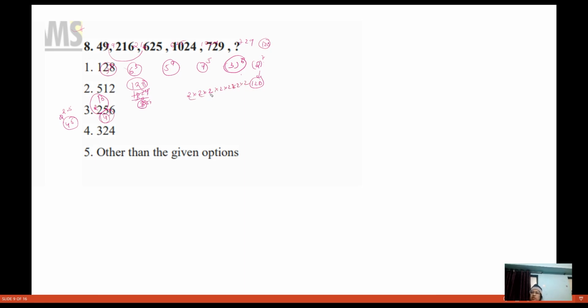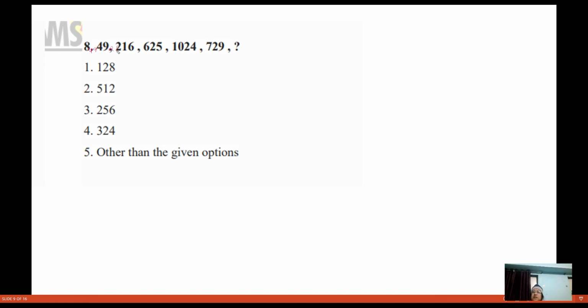Okay, so 1 2 3 4 5 6 7, and now this is 4, 4 and 2 is 8, 8 and 2 is 16, 16 and 2 is 32, 32 and 2 is 64, and 64 and 2 is 128. So you can do it by either method. Okay, because 1024 I already knew, so for that.